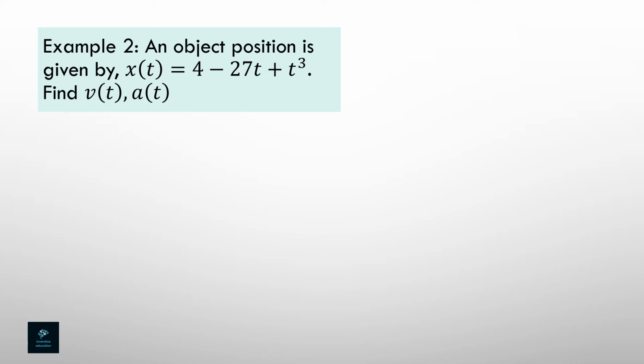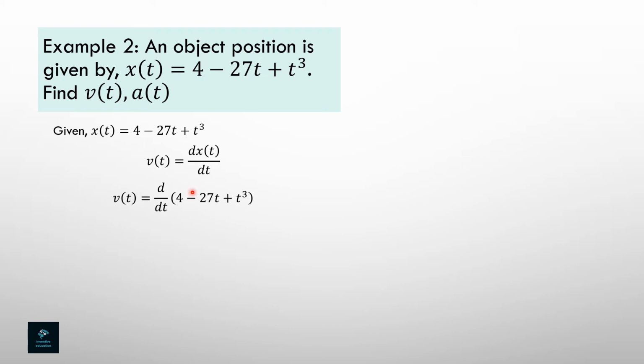Now let us take an example. An object's position is given by x(t) equal to 4 minus 27t plus t cube. We are required to find v(t) and a(t). So we are given that x(t) is equal to 4 minus 27t plus t cube. We know that v(t) is equal to dx(t) by dt. Therefore, v(t) is equal to d by dt of (4 minus 27t plus t cube). Since d by dt of a constant term is 0 and d by dt of 27t will give 27 and d by dt of t cube will give 3t square, we get v(t) is equal to minus 27 plus 3t square.